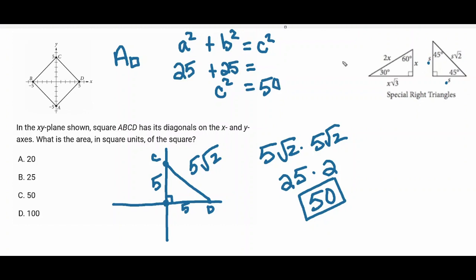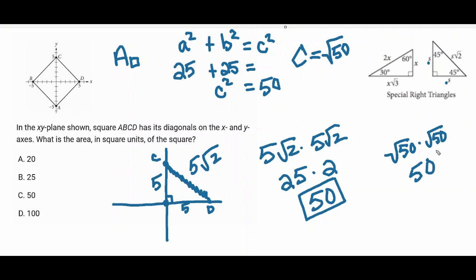Okay, well, if c squared is 50, what's c? C is root 50. And then I'm kind of running out of space here, but that's one of the sides, right? You just found the same thing. So root 50 times root 50, well, guys, that's just 50. And you get the same result. Pretty easy.